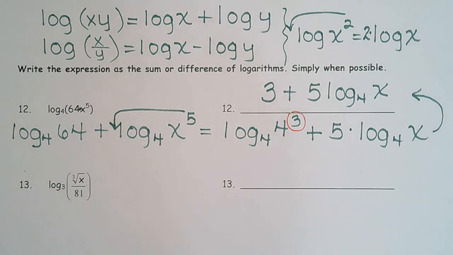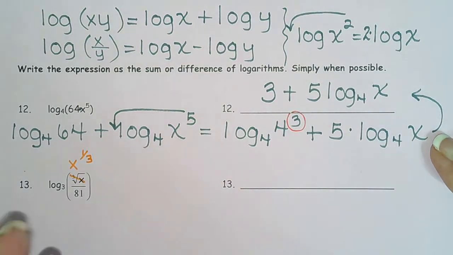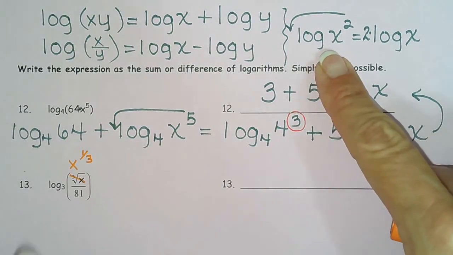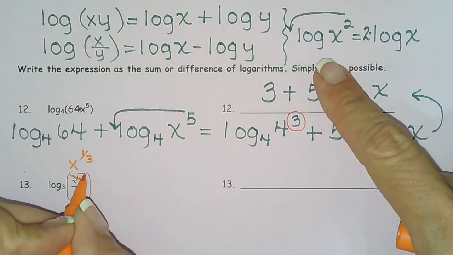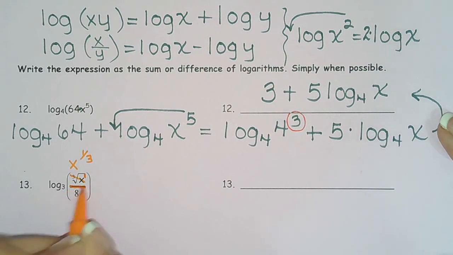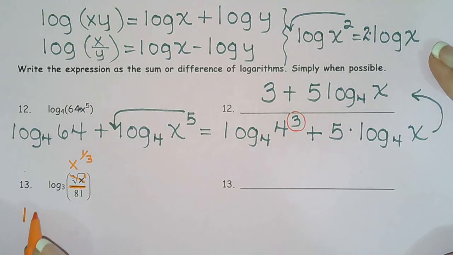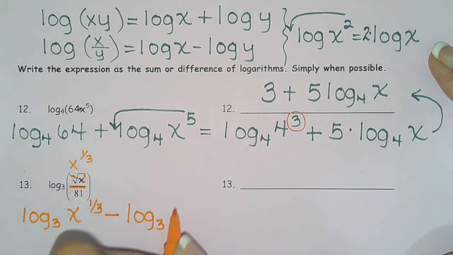This is my favorite. Okay, so next we have the quotient rule, and remember how we learned you have to take care of those radicals? So that we could rewrite as x to the 1/3. The reason why is because we need to apply the power rule. When you see a radical, change it to a power. It's the power over the index. That's how we got 1/3. Since this is a quotient, it's going to follow the second rule where we subtract the logs. So it's going to be log base 3 of x to the 1/3 minus log base 3 of 81.